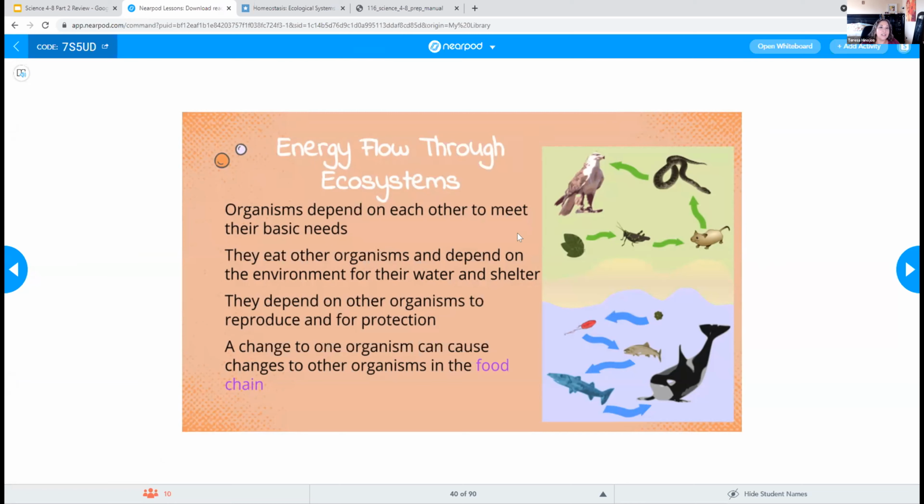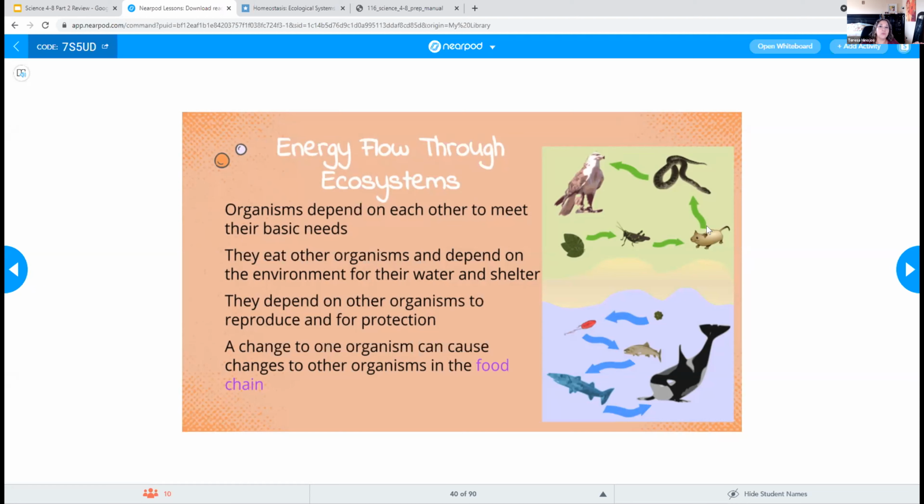Even us, we depend on other organisms because we need food. We need to make sure that we have the fruits and vegetables and protein that we eat. So we're depending on other organisms to meet our needs. And organisms are also going to depend on each other to reproduce and for protection. When we think of a couple of organisms and how they're related to each other, we may be referring to a food chain. So you have to know the difference between a food chain and a food web.